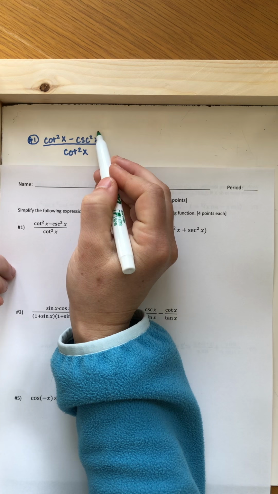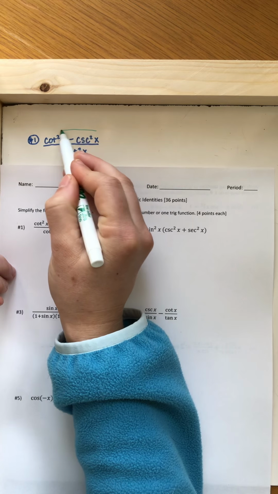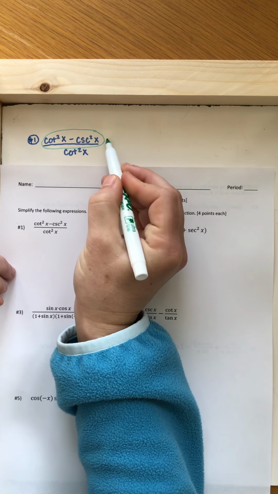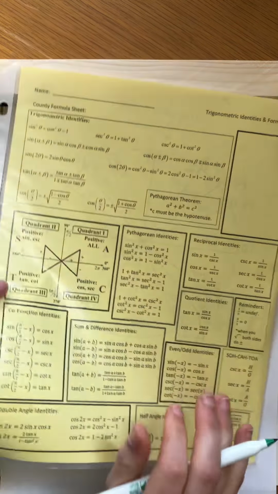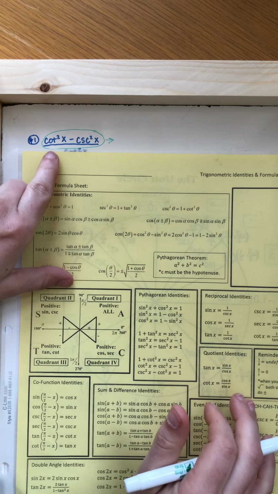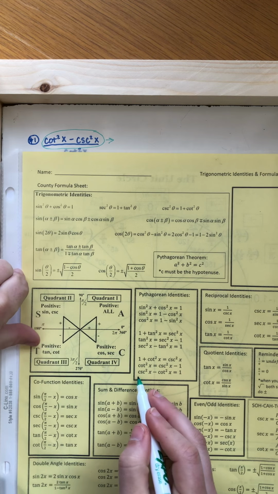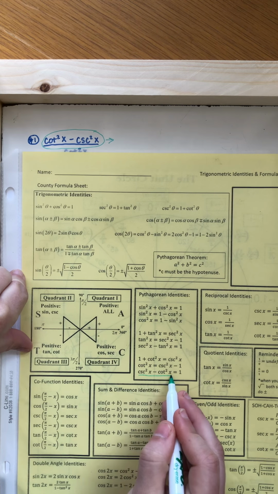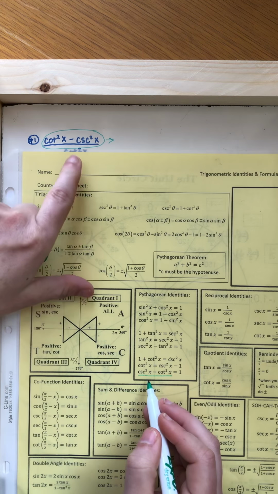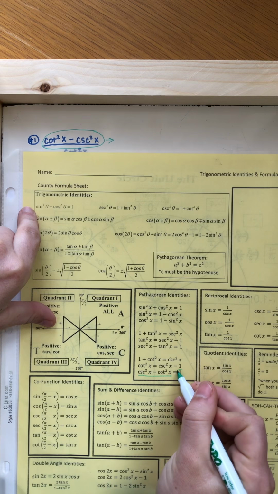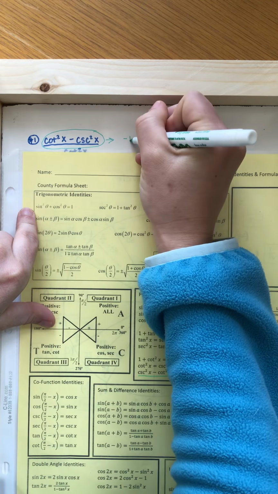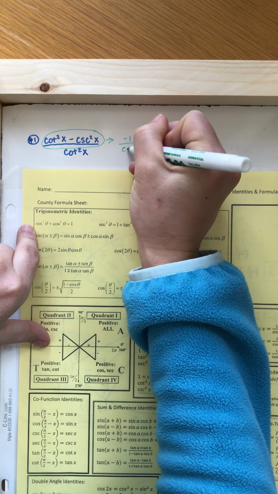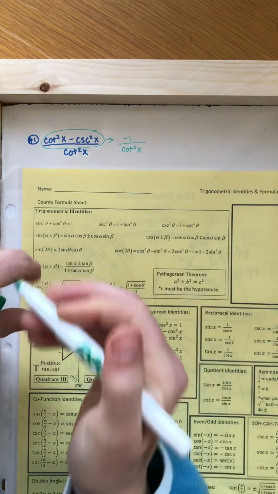So instead, I see that these are both squared. I think that maybe could be an identity, so I'm going to look on my formula sheet here. We have cotangent squared x minus cosecant squared x, and this one has cosecant squared minus cotangent squared. So when they're in the different order, that means that the answer is going to be negative. So this is going to become a -1 over the cotangent squared x.